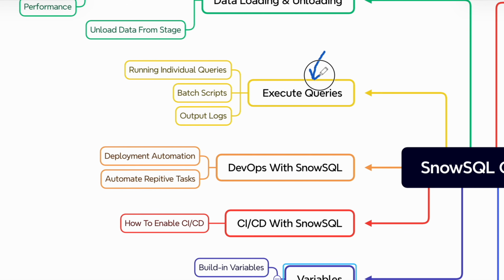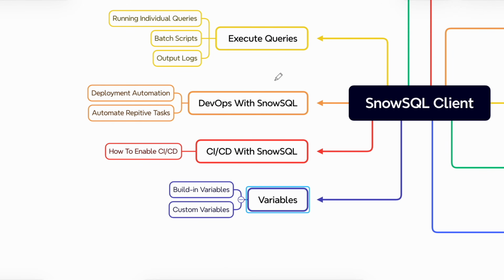Then we will also see how you can execute a query, whether it is an individual query or a batch script, and where the output is logged in case you want the query result to be stored in a separate file. And this will be an interesting topic as well as a learning exercise. Whether you are a data DevOps person, a Snowflake admin, or even a data engineer, you should certainly know how DevOps operations can be executed in SnowSQL, where we will try to understand some of these deployment automation things and also what repetitive tasks you can automate through SnowSQL.